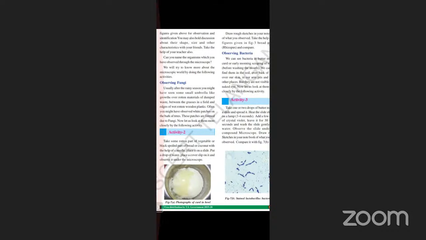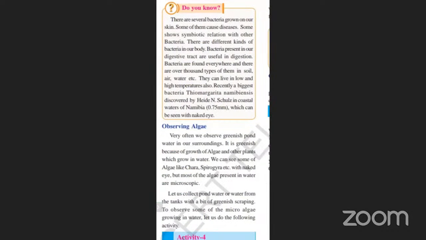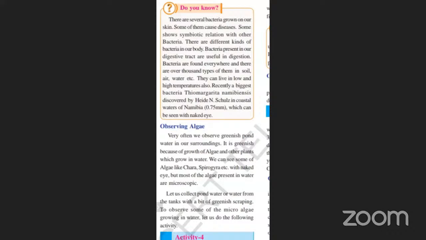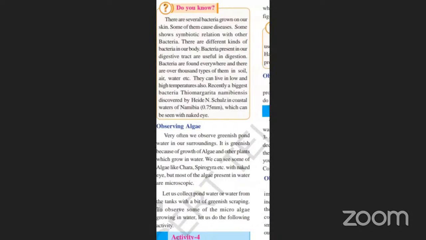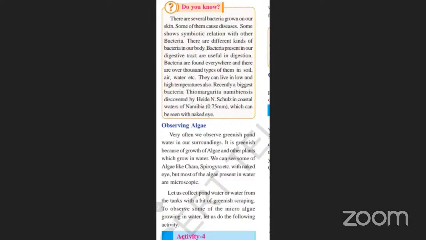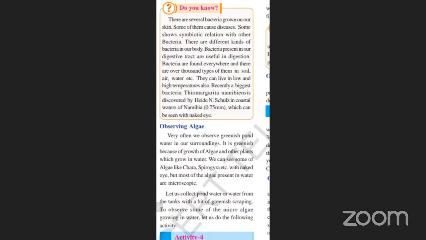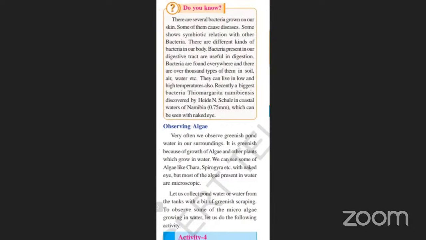Now let us go for Do you know? Maybe you know already. Let us recall once. There are several bacteria grown on your skin, right? Exactly. There are several bacteria grown on your skin. Some of them cause diseases. Some show a symbiotic relation with other bacteria. Here, I would like to tell about the symbiotic relationship. See, children, symbiosis is very important.